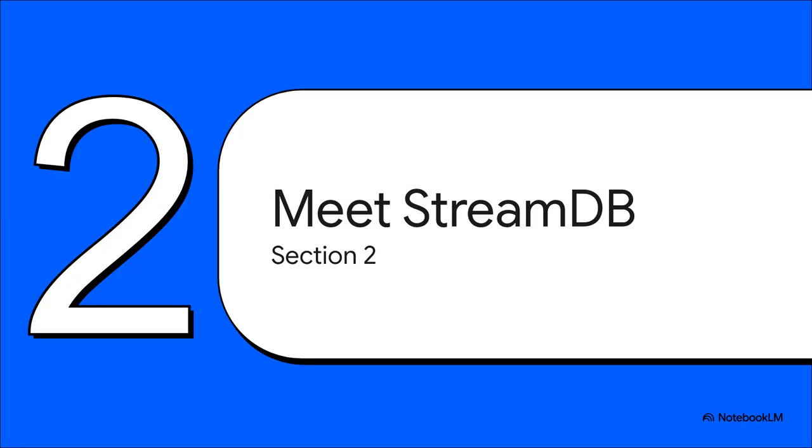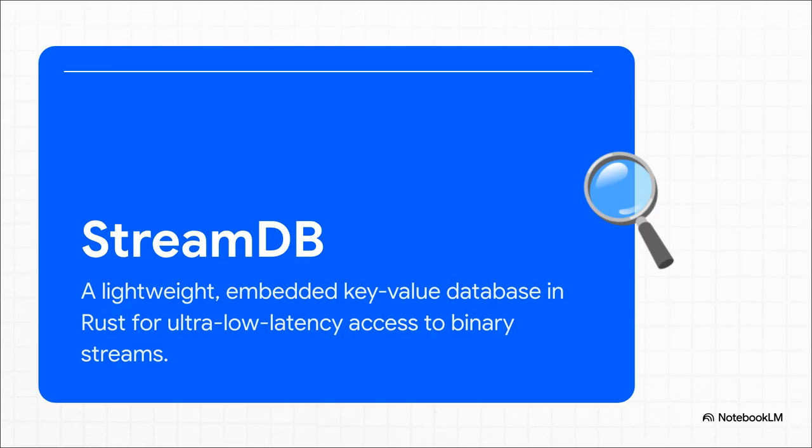Okay, so if the usual tools aren't going to cut it, what will? Well, it's time to introduce the hero of our story, a specialized tool built for this exact purpose, StreamDB. So what is this thing? Well, StreamDB is what's called a lightweight, embedded key-value database. It's written in Rust, which gives you that awesome combination of raw speed and memory safety. And its entire purpose, its reason for being, is to give you crazy fast, ultra-low latency access to binary data. It's a precision instrument built for one job, speed.